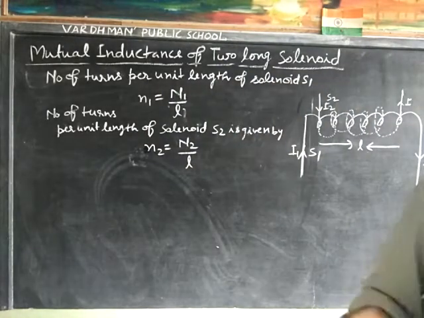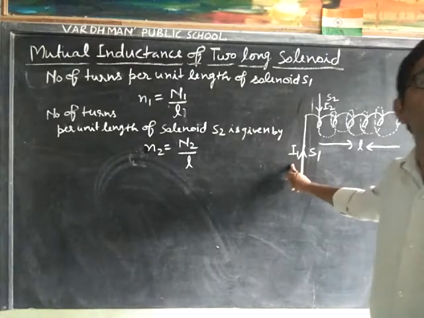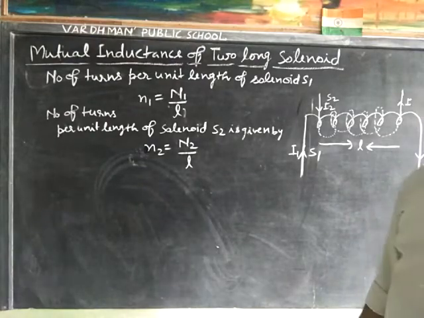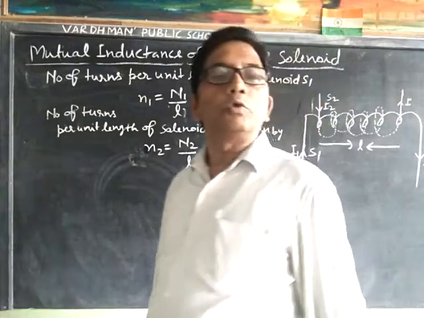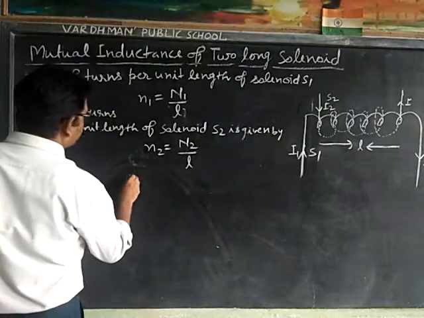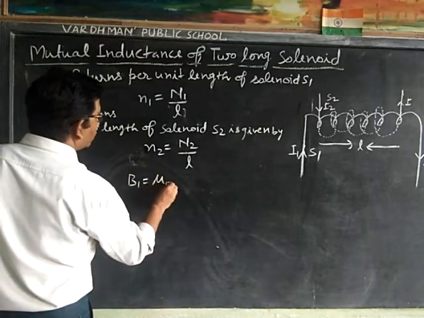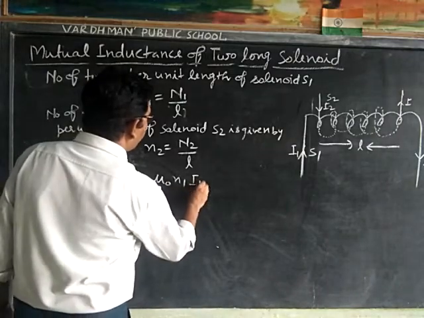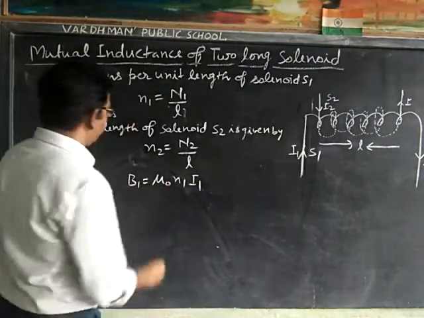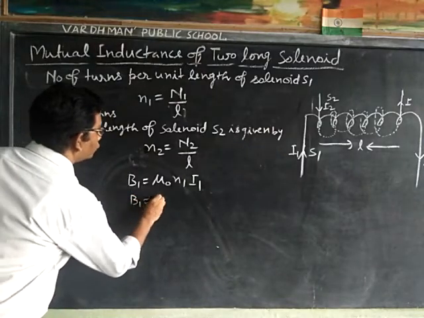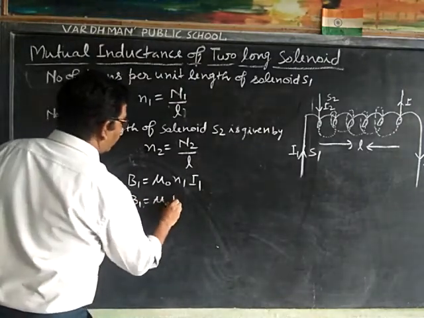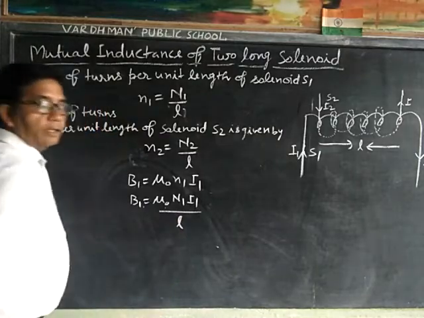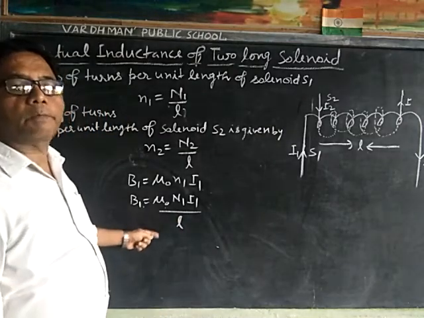Let I1 be the current flowing through solenoid S1. Then the magnetic field of solenoid S1 is given by B1 equal to mu 0 n1 I1. Now putting the value of n1, B1 is equal to mu 0 N1 I1 upon L.